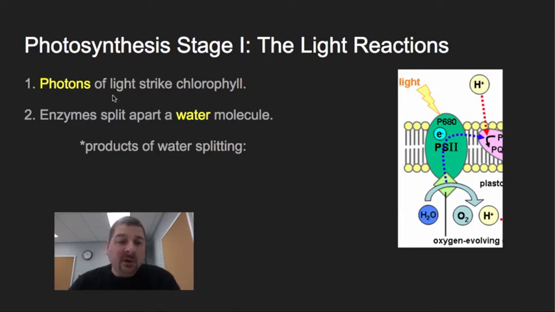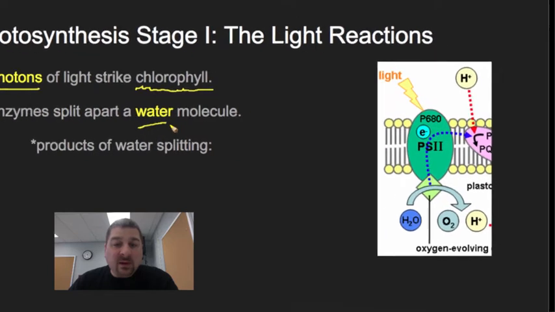So if we're requiring light, one of the first things that's going to happen is light is going to come in, and we talk about photons of light. Those are little packets or bundles, we call them light packets, that are going to come in and strike the leaf and excite the pigment that we talked about in a previous video called chlorophyll. When it hits the chlorophyll, there are enzymes that are going to split apart a water molecule.